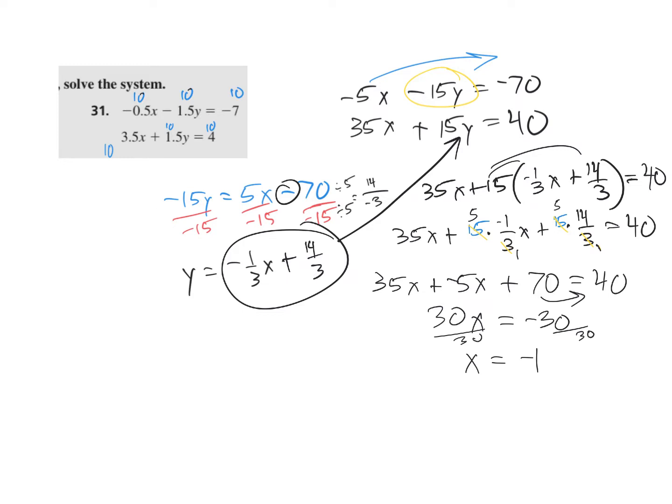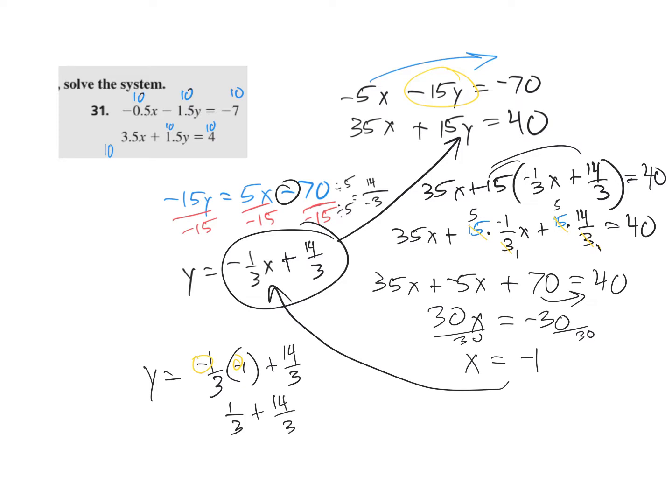Now we just substitute this back in here. Y equals negative 1/3 times negative 1, plus 14/3. Look what happens. A negative times a negative is a positive, so that becomes positive 1/3 plus 14/3, which is 15/3, or 5. So our solution is negative 1, 5, a coordinate where the two lines intersect. That coordinate on the graph would be negative 1, 5. Okay, let's check the answer.